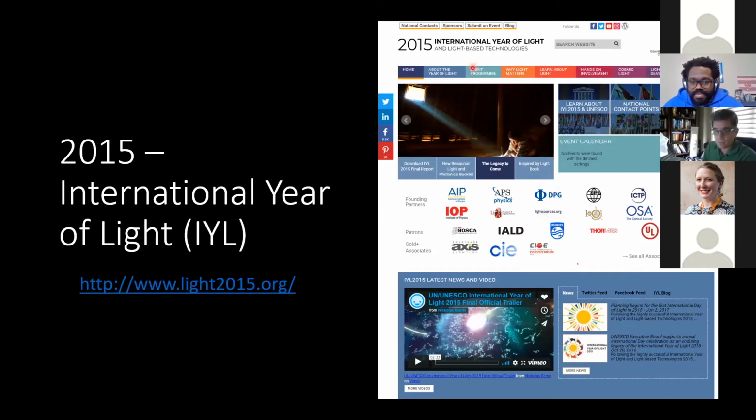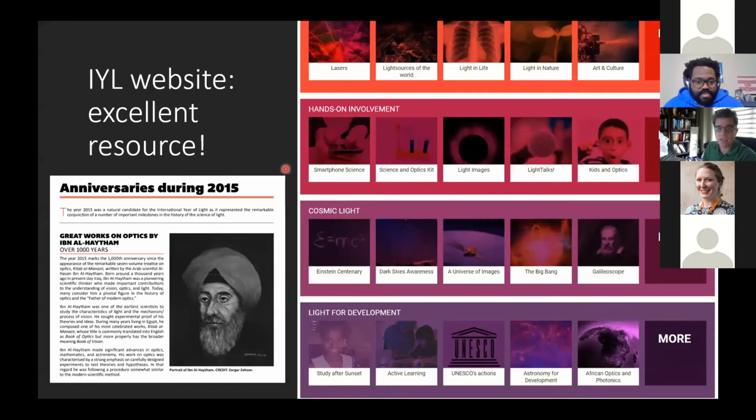And you can see here the kind of tabs, and each tab has actually detail. So for example, you could learn about lasers, you can learn about light and life, light and nature, art and culture, kids and optics, etc. All of these are little tiles that you could click on, and it gets you to that material.